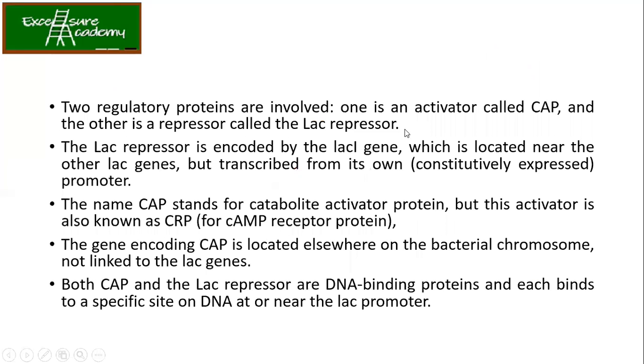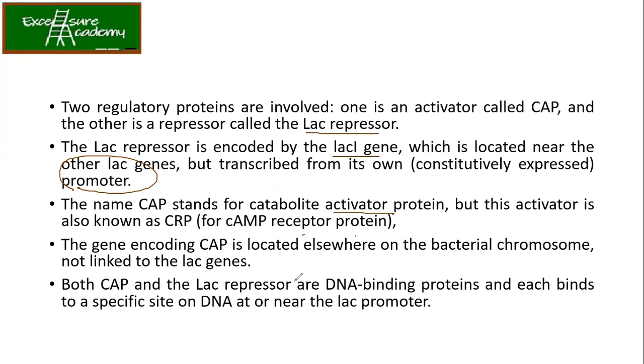Okay, back to here. Now there are two regulatory proteins called CAP and the lac repressor. The lac repressor is encoded by the lacI gene, which is located near the lac genes but transcribed from its own promoter. That is, the lacI gene has its own promoter. Now CAP stands for catabolite activator protein. It is also known as CRP, for cAMP receptor protein.